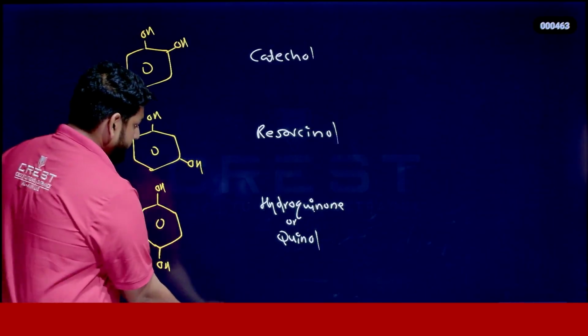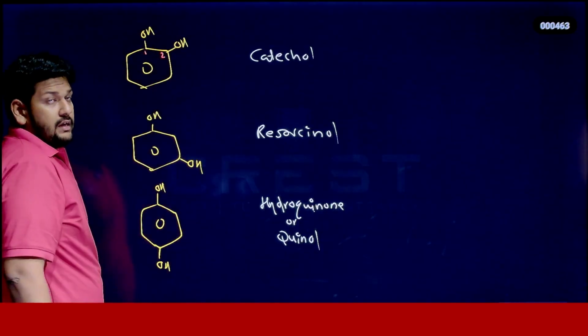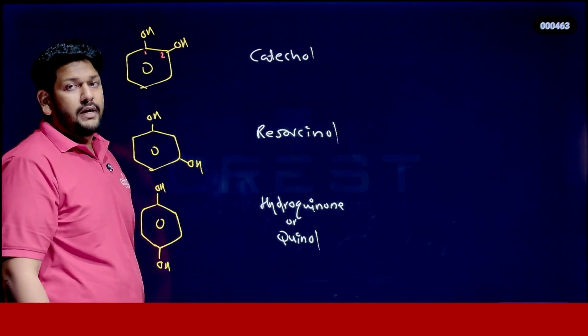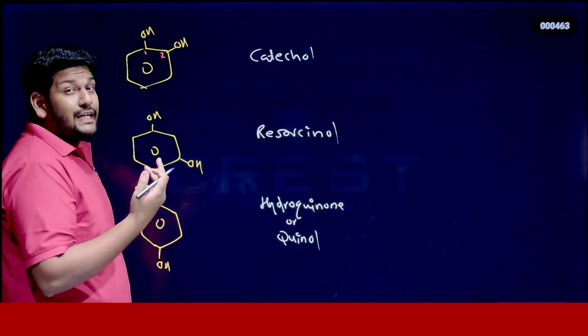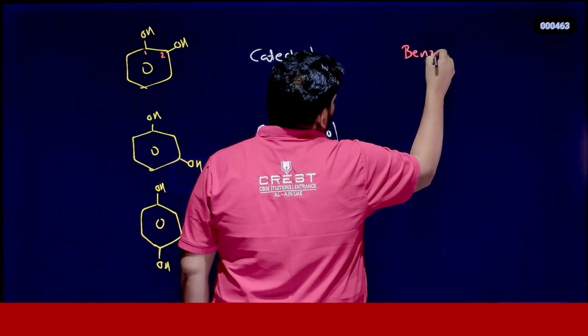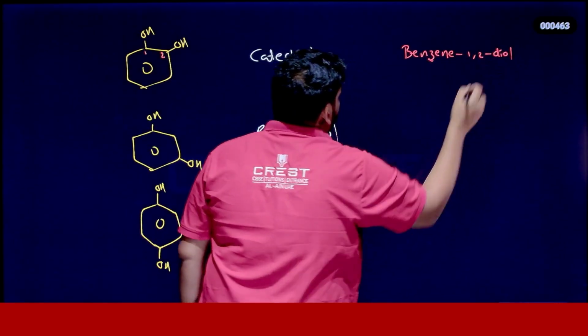And what about the IUPAC name? It's very simple. You can take the 1, 2 position. Here both OH groups are of the same priority, so you cannot call it 2-hydroxy phenol like that. Call it benzene-1,2-diol.